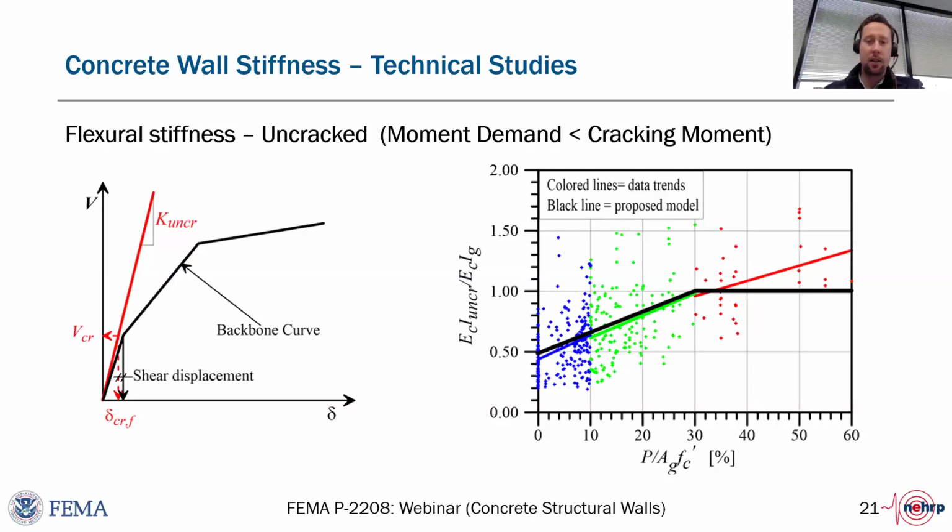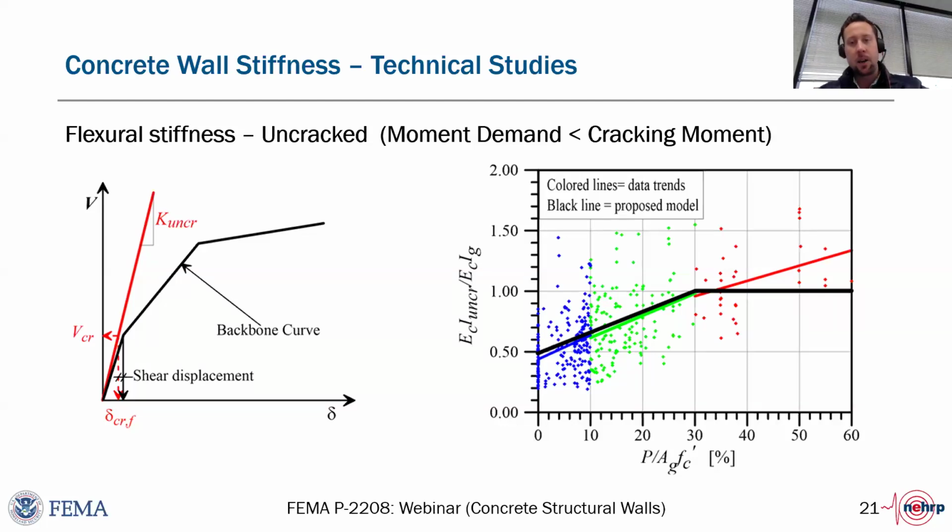So if you look on the right here, there is a pretty big scatter when you look at the axial load ratio of a wall and then try to determine the effective stiffness, or EI, of the uncracked wall relative to what you would calculate based on the gross EI. But you can see there is some correlation there, and the correlation is stronger for cracked walls.